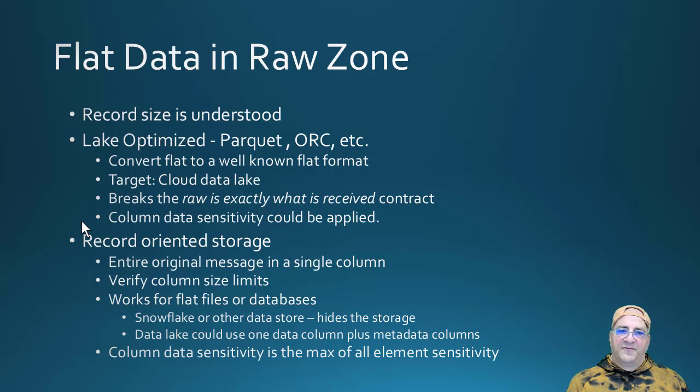And if you do the record-oriented storage, some of these formats will work for flat files or databases. Some of these systems like Snowflake hide the storage. So you could do record-oriented. If I put the entire message in a single column, this is actually where the question came from. On a system I'm working on, we put the entire nested JSON record in a single column, and we put metadata in the other columns. That way, we didn't do any transformations on the data, but it fits in our store, right? You could do it in the data lake the same way. You could do a data column with an encoded version of the original, and then have all the metadata columns. It's kind of like the Snowflake example I just gave.